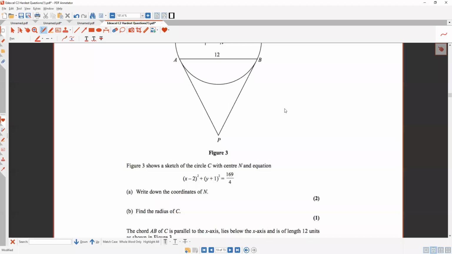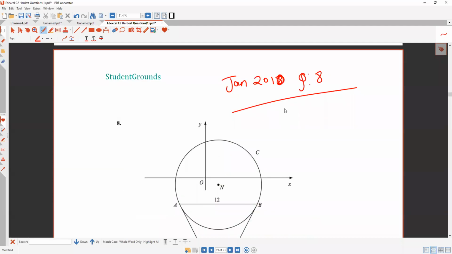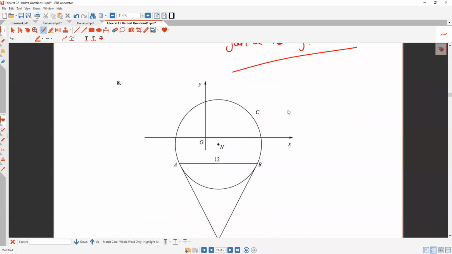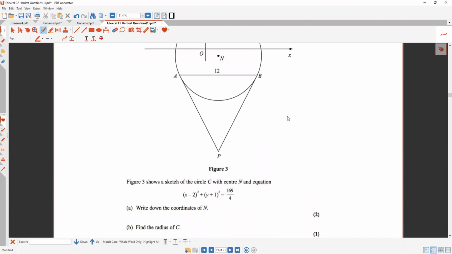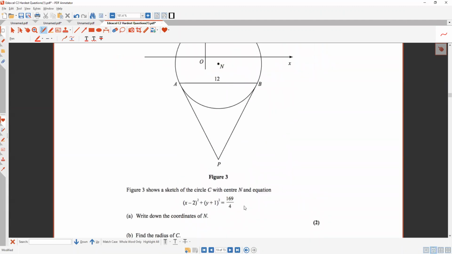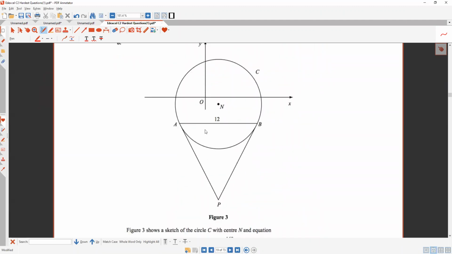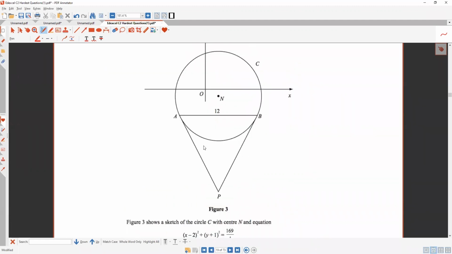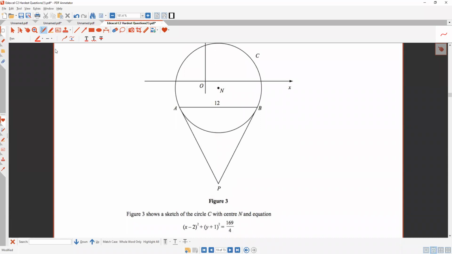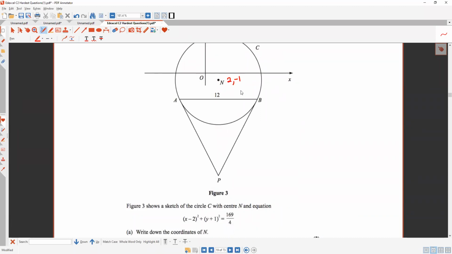Okay, so this is another question I got for you all, because the previous sum you guys were able to do on your own. Jan 2010, question number 8. First question, they gave us a diagram. It looks like an ice cream cone to me. They gave an equation of that circle and said write down the coordinates of N. You can see N is the center, so N is (2, -1).